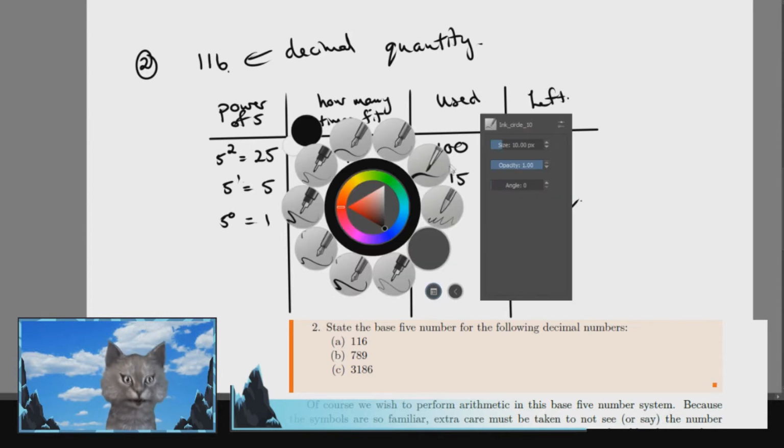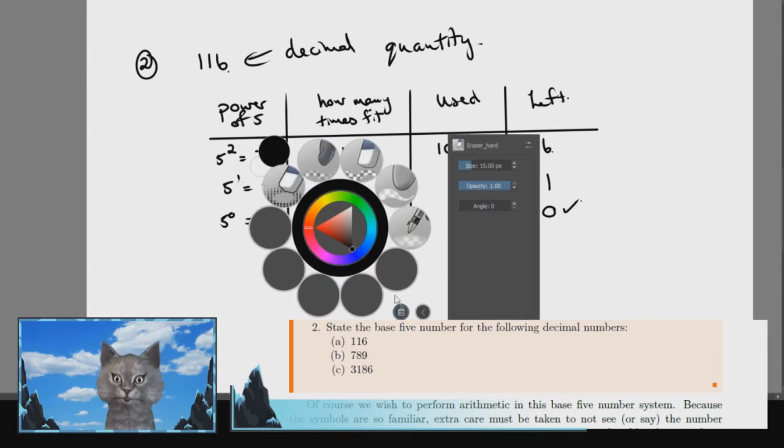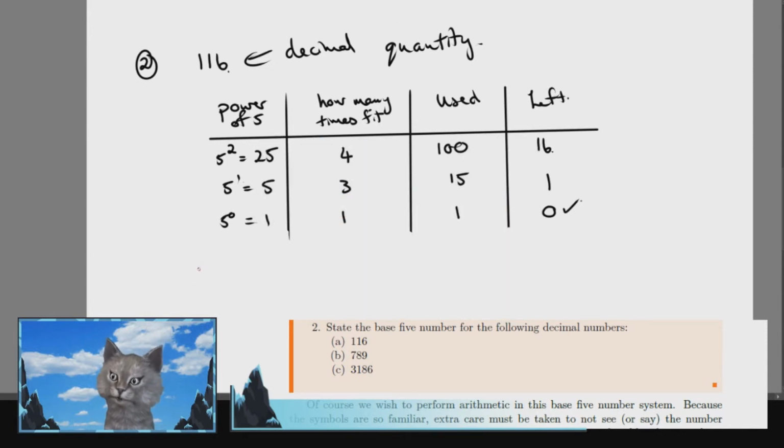Now, I made my lines way too big, so let's erase these to not waste my space. Didn't really know how much space I needed, so oh well. Let's go back to a pen here. So, 116 is then represented. You can do right to left if it helps you, starting with 1s, 1 group, one single, one left over after I fit in as much as I could. 3 groups of 5, 4 groups of 25. So 4, 3, 1 base 5.